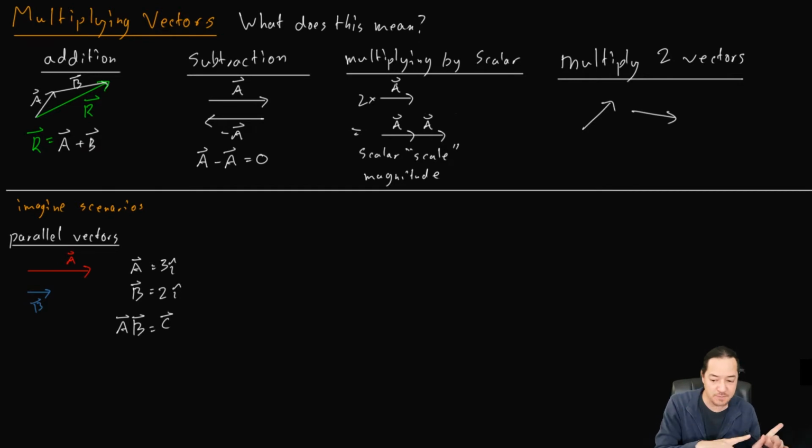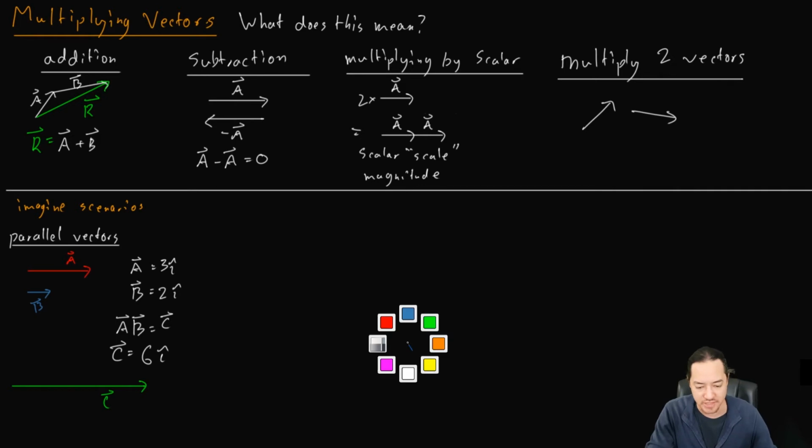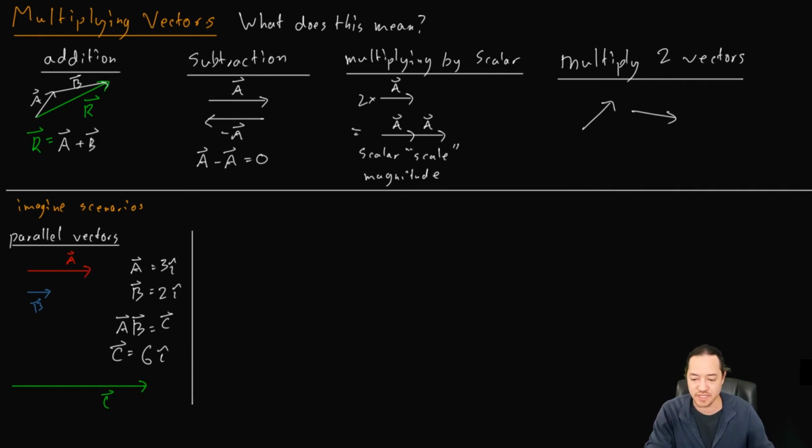Where they're pointing in the same direction, so the final vector should probably be in that same direction, and the magnitude of that vector would be the magnitude of A times the magnitude of B. This just makes intuitive sense to me, where C would be equal to 6i hat. I think that kind of makes sense, right? We would get some product vector here that is C. And it's just the magnitudes multiplied together and you preserve the same direction. Great. Okay, building something here.